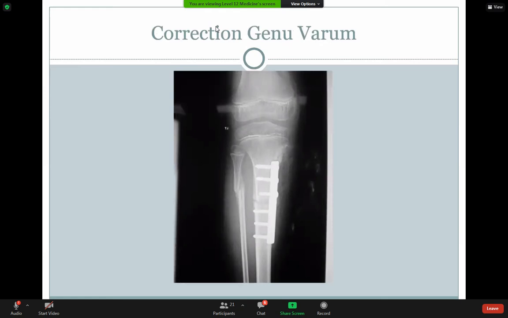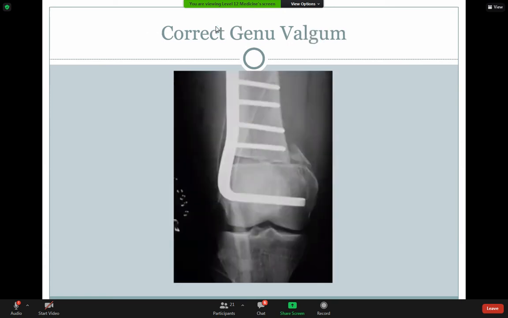So this is how we correct Genu Varum. If they have varus, we perform an osteotomy. So we cut the bone, correct it, and fix it. There are different ways of fixing it. In this situation, we use the plate and screws. Correcting Genu Valgum usually is with a distal femur osteotomy. So you can see here the distal femur was osteotomized, or cut. The deformity was corrected and it was fixed with plate and screws.